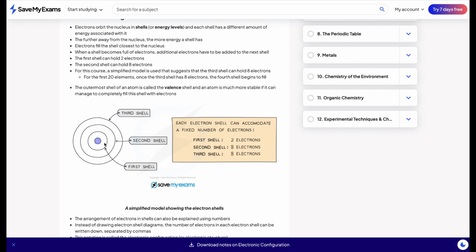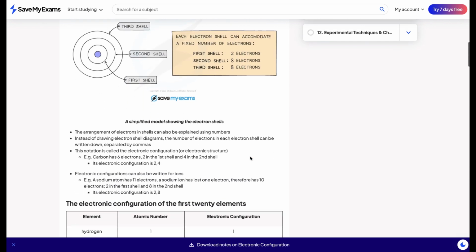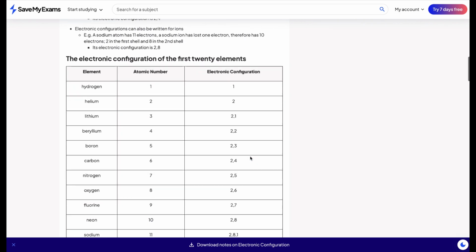The first shell, which is the one closest to the nucleus, holds a maximum of 2 electrons because there are 2 elements in period 1 of the periodic table. The second one and the third one have a maximum of 8 electrons. So 2 electrons in the first shell, 8 electrons in the second, and 8 electrons in the third shell. Once we know this, then we're good to go.